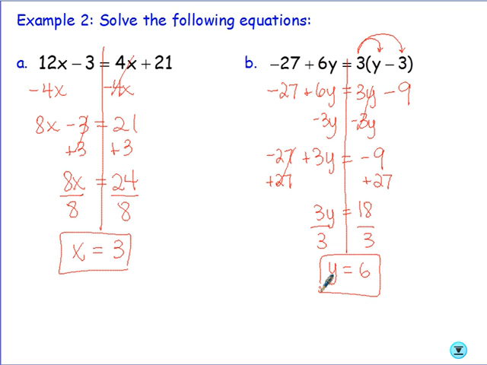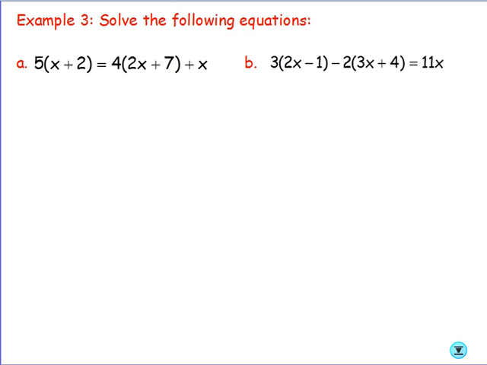So the last two examples we're going to look at involve all 4 of the steps. So we're going to go through A together all the way through, and then you're going to try B. So we look at A. We have parentheses. We need to distribute. 5 times x is 5x. And 5 times positive 2 is positive 10.